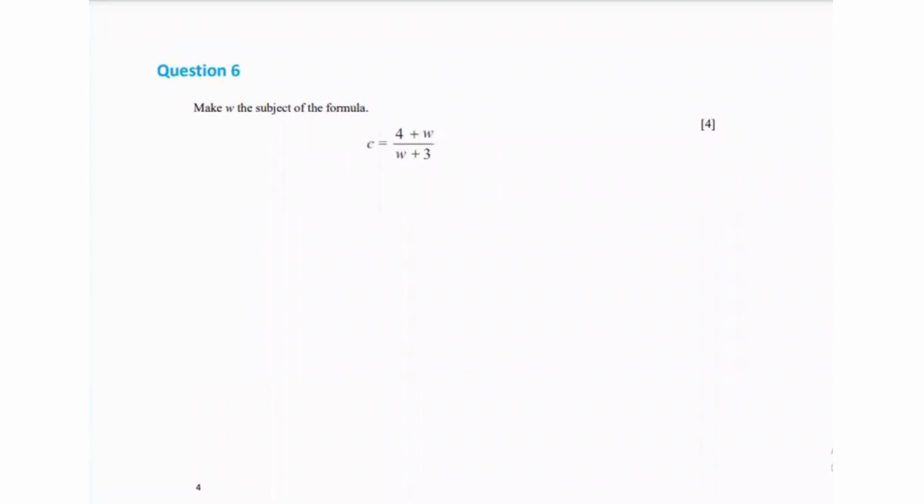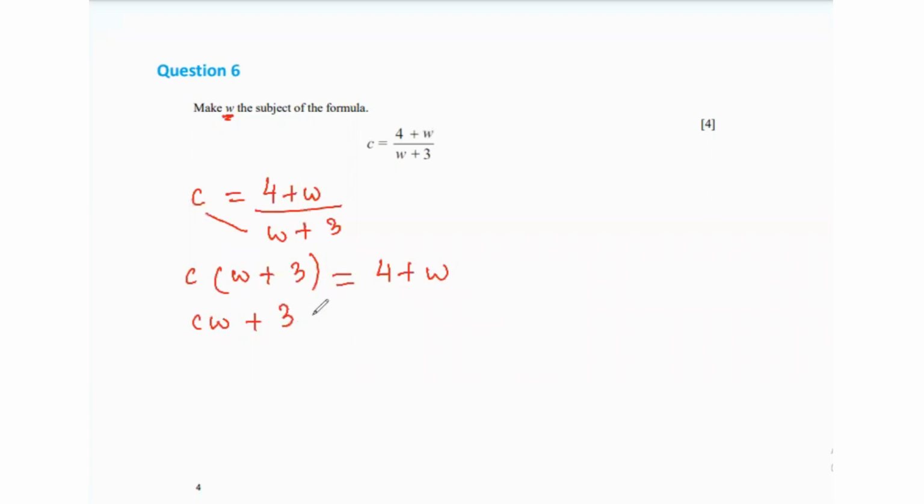Similarly, question number 6 says that we have to make w the subject. We're going to follow the exact same steps as we did in the previous question. We first begin with getting rid of the fraction, and for that we will cross multiply. We will multiply the denominator with the term on the left hand side, so it becomes c times w plus 3 equals 4 plus w. Expand the brackets: cw plus 3c equals 4 plus w.